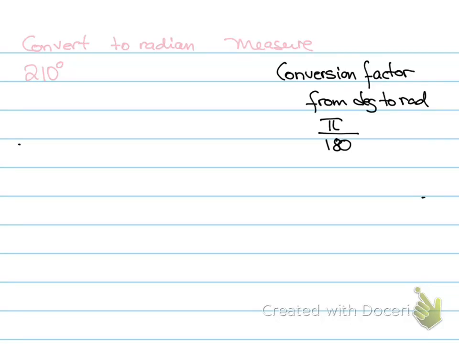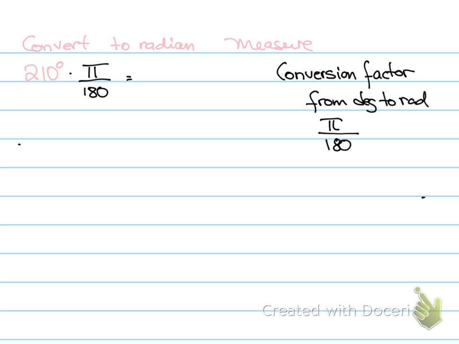Hello, in this problem you have to convert from degree to radian measure. This is in section 9.1. The conversion factor from degree to radians is pi over 180. So what you need to do is multiply, in this case the 210, by pi over 180, and then we have to reduce.